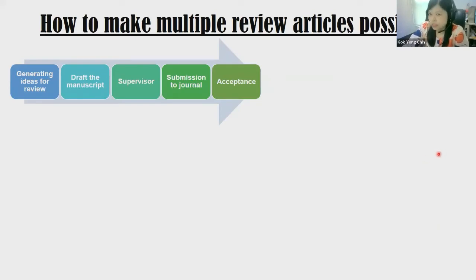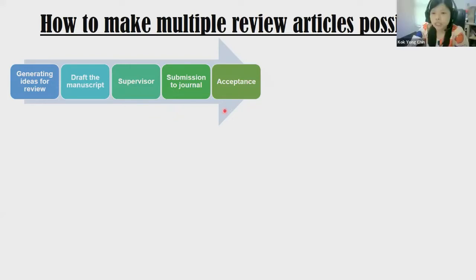This is the last tip that I want to share with all of you: how to make multiple review articles possible. Okay, so as you know, this is the common process, starting from getting ideas on the topics of your review, then you draft your manuscript, after that you send it to your supervisor, and when your supervisor is okay with it, you proceed to submission, and after the peer review, if the reviewers are okay, after your corrections and everything, it will get accepted.